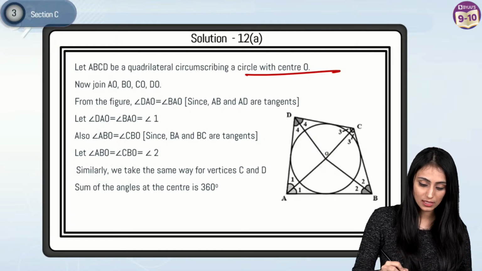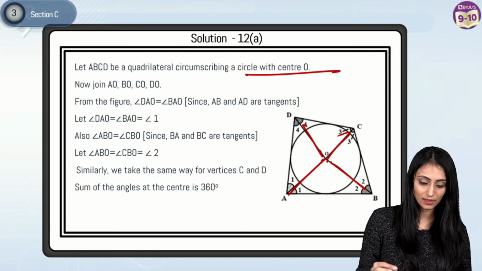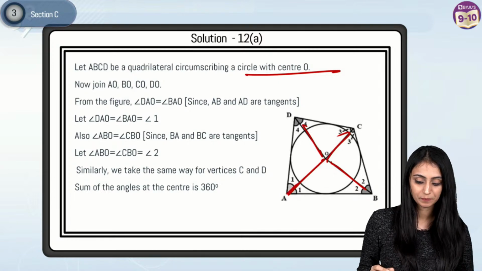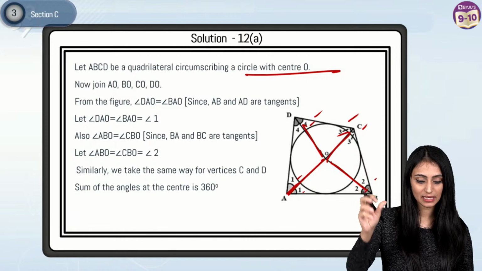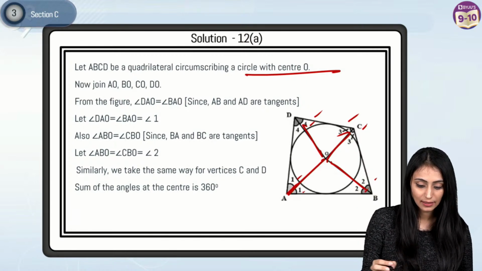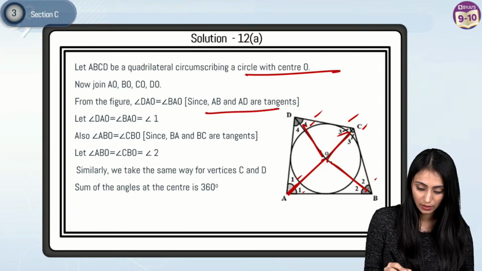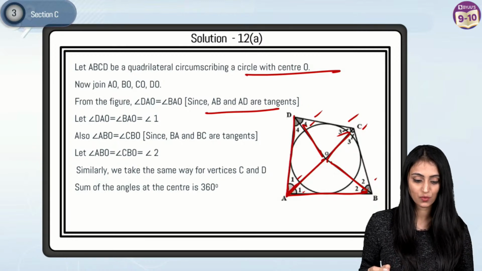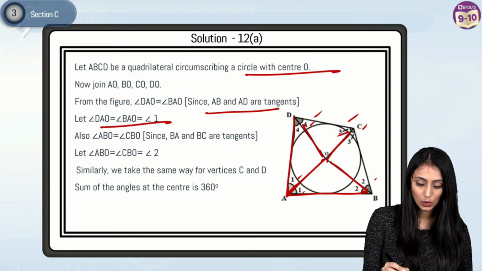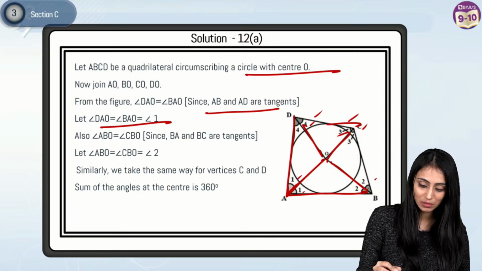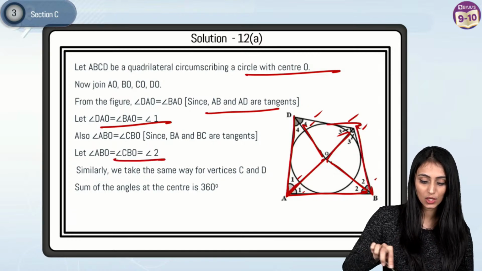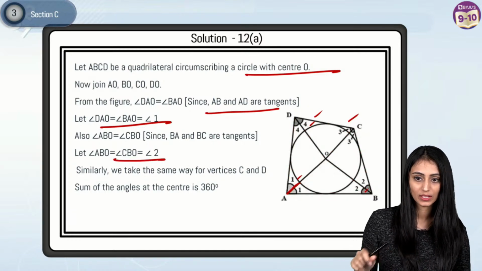If we join AO, BO, CO and DO like this, and we mark these angles over here as 1, 1, 2, 2 because it is bisecting them. Here I can say that AB and AD are tangents for this circle, and these angles are equal, both equal to angle 1. Similarly, BC and BD are tangents and these two angles are equal, both equal to angle 2.